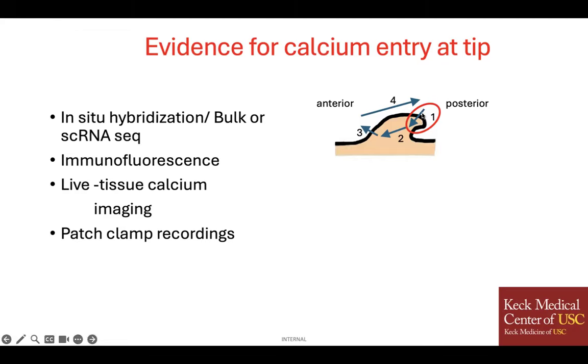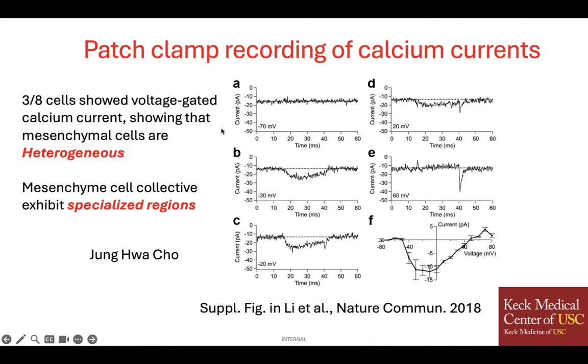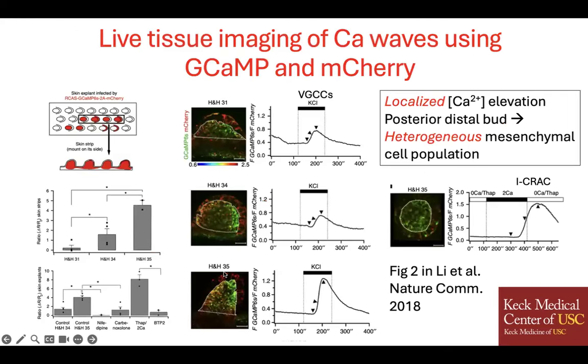And now I'm going to dissect these segments 1, 2, and 3. But what's the evidence that indeed there's calcium entering here? Well, we have the same series of experiments here. And this is one of Ang Lee's experiments and Zhonghua from my lab. They took the chick skin explant, and they cut a strip so that they could image from the side. Okay, and these are, again, different stages. There's stage H&H 31, 34, and 35.